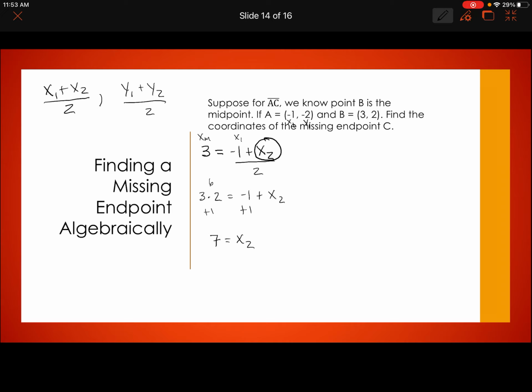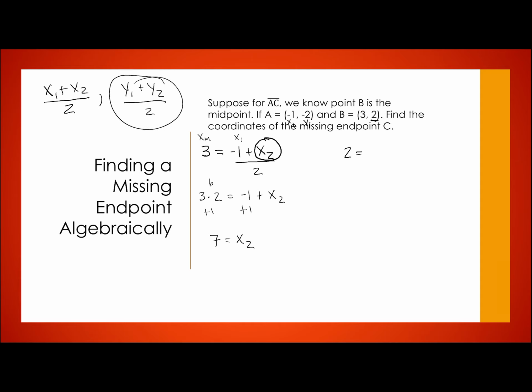To find the y coordinate, we're going to do exactly the same thing. The y coordinate for the midpoint is 2. So 2 is going to equal this. So 2 is going to equal y1, which is -2 plus y2, and all of that is divided by 2. So the next step is we multiply by 2. So 2 times 2 is equal to -2 plus y2. So that's going to be 4 equals -2 plus y2. And then you add 2 to both sides and you get 6 equals y2.